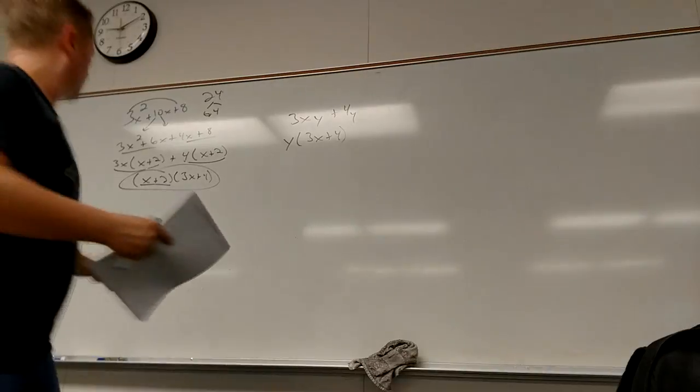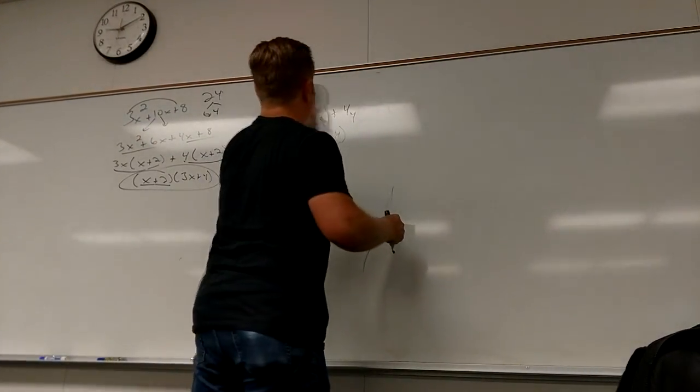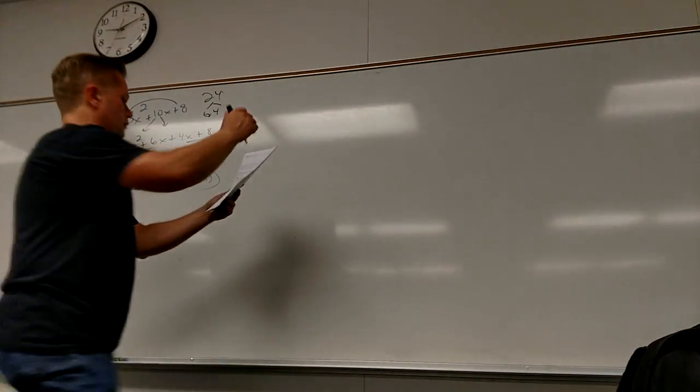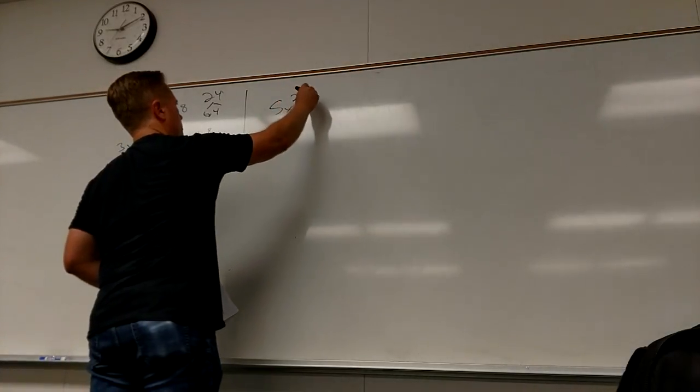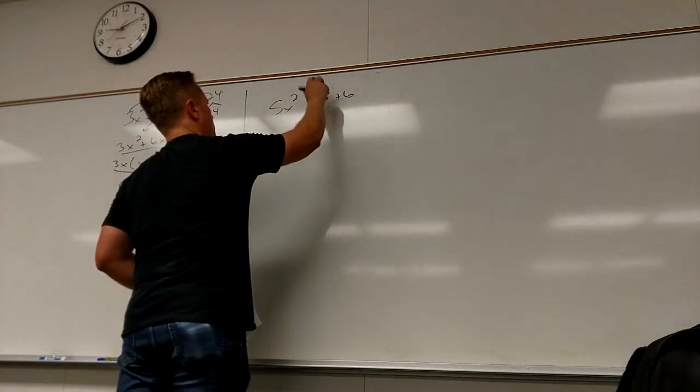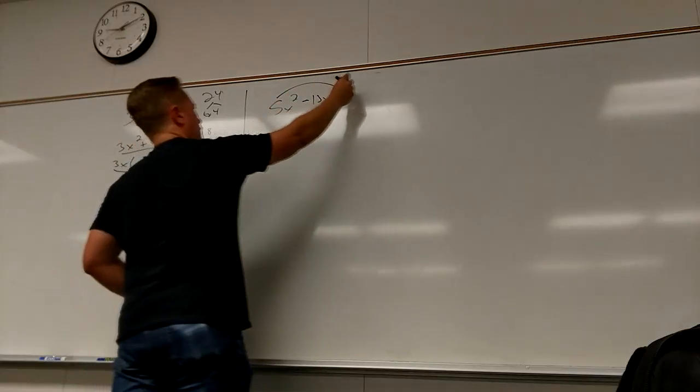What about the next one here? So 5x squared minus 13x plus 6. What's the first step? Multiply. 5 and 6 is 30.